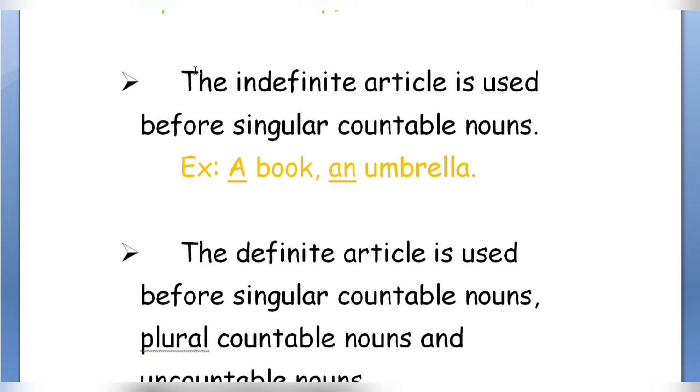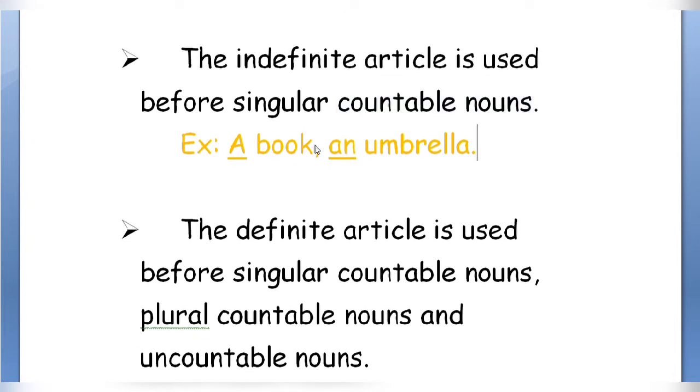Next, we'll have a look at some of the points. The indefinite article is used before singular countable nouns. Countable nouns have been dealt with in the previous video, so please have a look at the previous video. A book. Book is a countable noun, and singular means referring to one. So a book generally means one book. An umbrella. One umbrella. Okay.